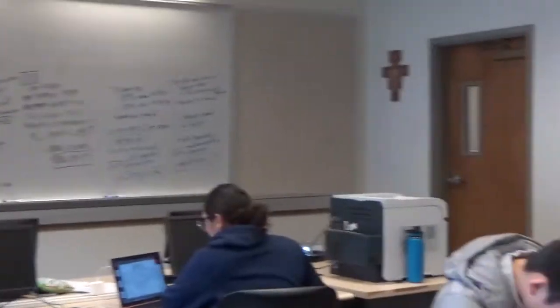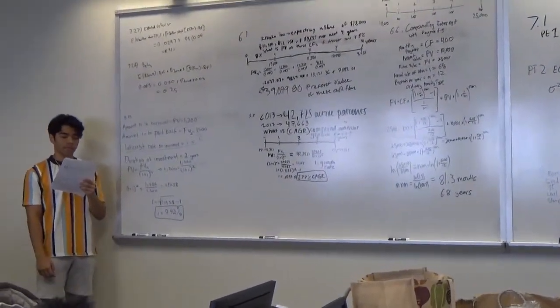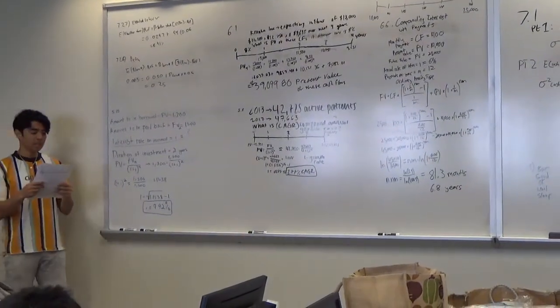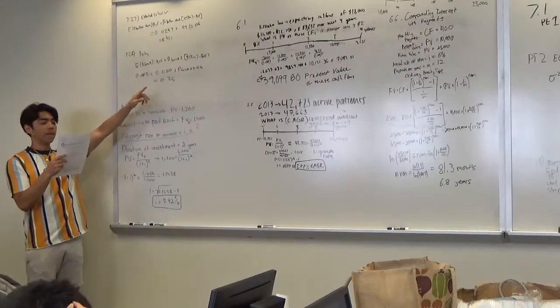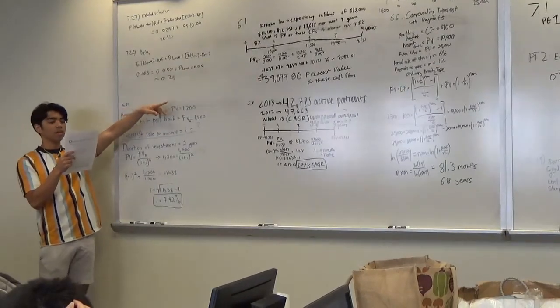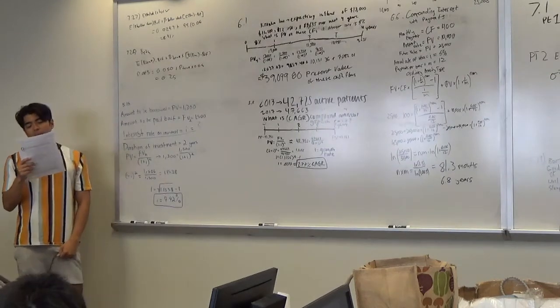For 7.27, it's asking for the expected return on Twitter stocks. So to get this, you just have to add the risk-free rate plus the beta on Twitter stocks multiplied by the risk premium. The value you get is 8.91.